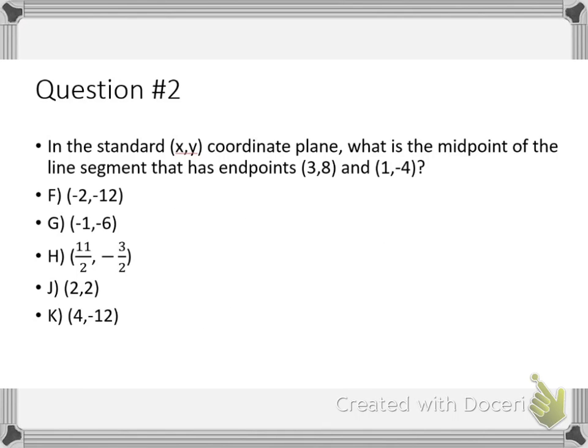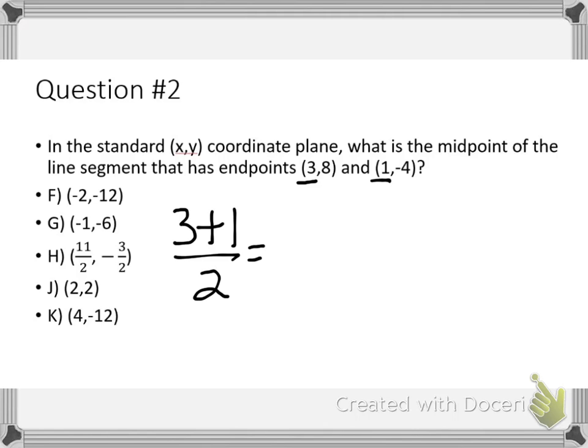Moving on to our second question. This one says, in the standard XY coordinate plane, what is the midpoint of the line segment that has endpoints at 3, 8 and 1, -4? When you're dealing with a point, you're adding the two parts and dividing by 2. What I mean by the two parts is you're adding these two x values. So 3 plus 1 divided by 2. That's going to give us our first number.